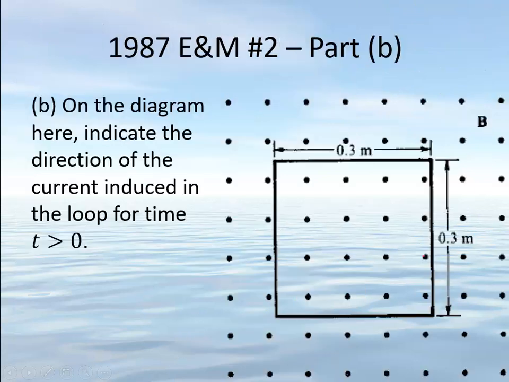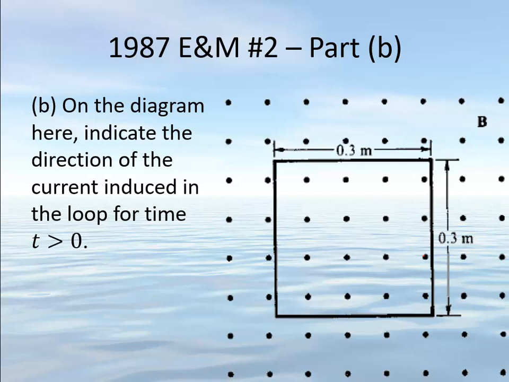So part B is: indicate the direction of the induced current in the wire. So let's see now. We have a magnetic field whose strength is undergoing exponential decay. So what that means is that we have the magnetic flux out of the page through the loop decreasing as a function of time. Well, Lenz's law says that there's going to be an induced current that will result in a kind of restoring of the status quo.